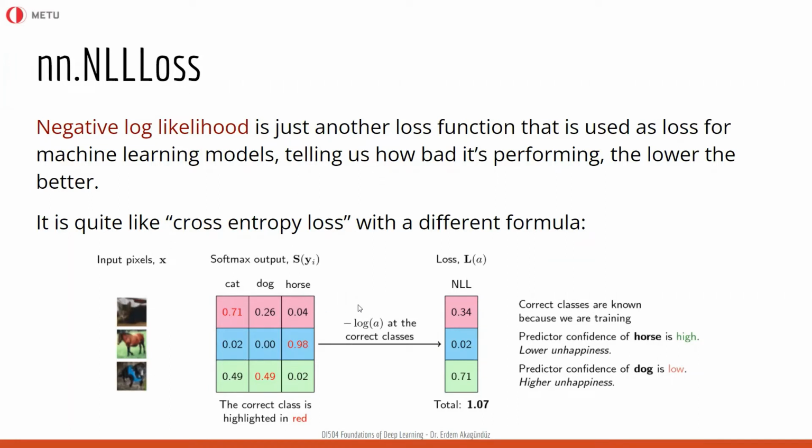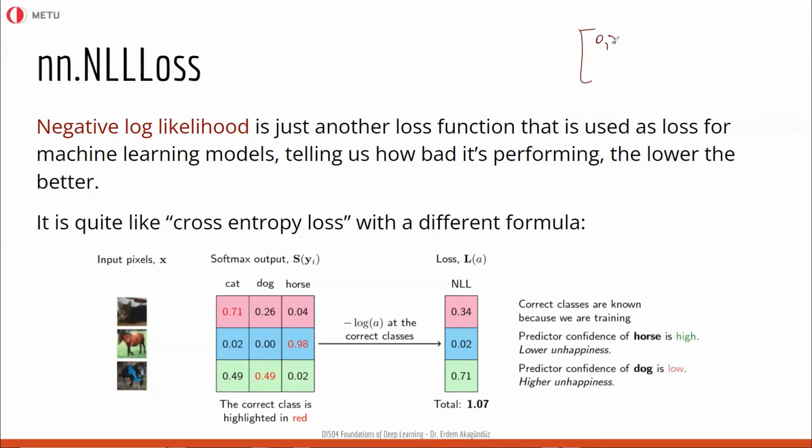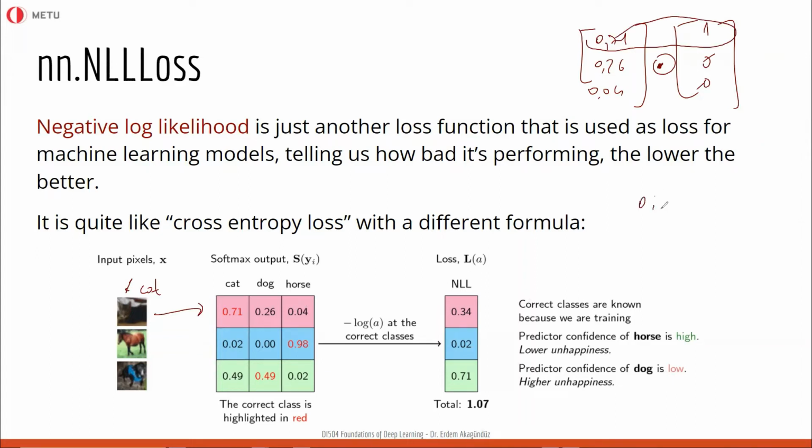Let's take another example. There are three classes here: 0.71, 0.26, and 0.04, for this cat image. What is the ground truth for that? 1, 0, 0. What the log likelihood function does is multiply them. This is called Hadamard multiplication, so you do element-wise multiplication. The zeros don't count, and you get the actual value, 0.71.